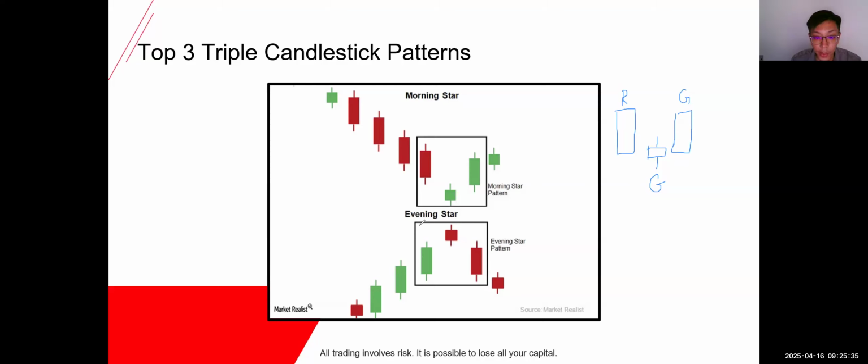Then vice versa, for the bearish pattern it will be green, red, and then red. All right. This is the one that you have to remember. Okay, I think the morning star and evening star are commonly found on the H1 and H4, if you go and notice it.